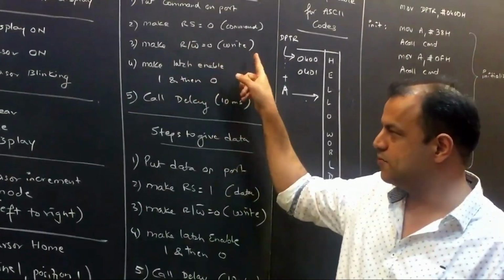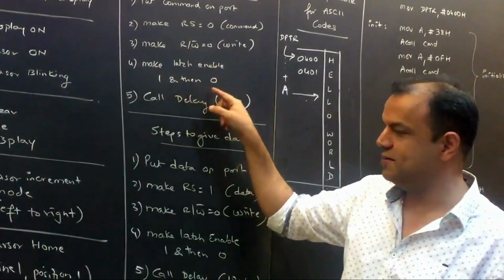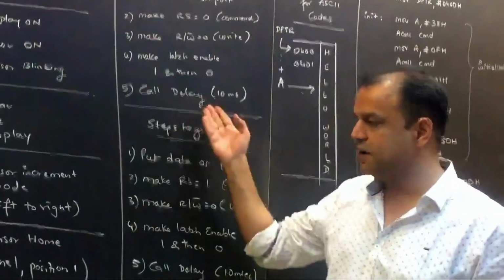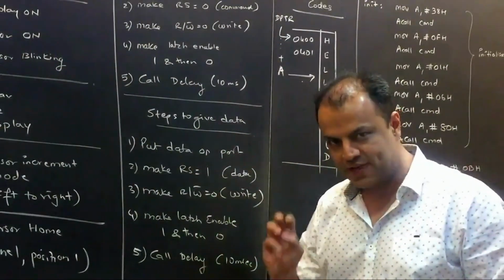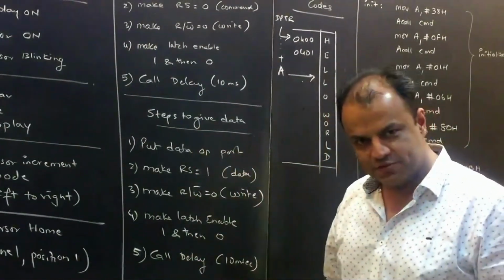Make RW 0 to indicate that you want to write. Make latch enable 1 and 0, and then give the command, or give a small delay of 10 milliseconds so that the action takes place as per your command. Exactly the same steps to give data.